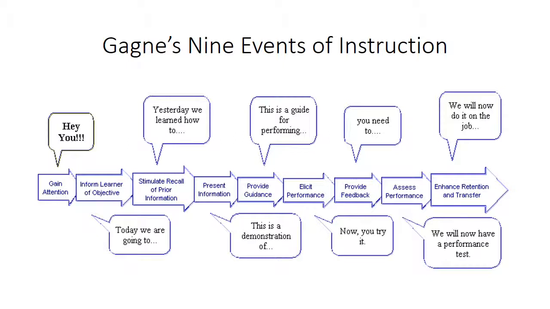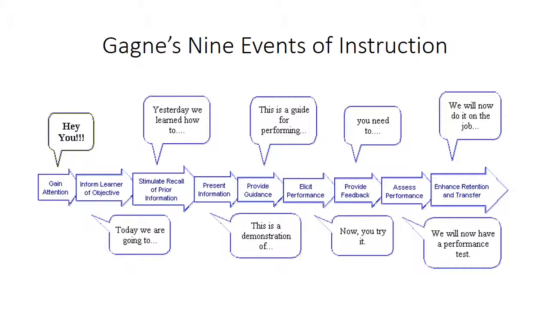In the third event, we stimulate the student's recall of prior learning. This assists the learner in hooking new knowledge onto an existing base. Either a previous skill or experience will help them assimilate the new knowledge into their long-term memory. Discussions about past experiences can help at this time.